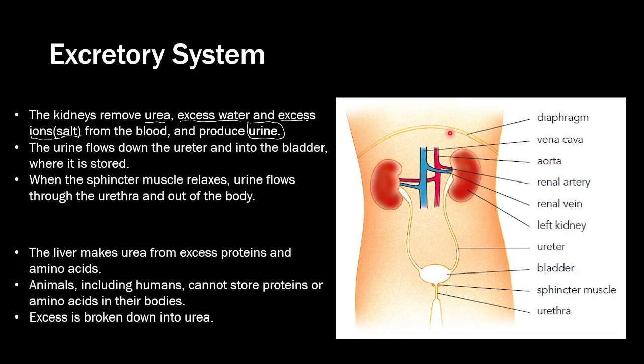Now this is the diaphragm, not part of the excretory system. It's just so that you know where it is and where the excretory system is located. So it's below the diaphragm. We have our vena cava, biggest vein. Okay, we have our aorta, biggest artery. Then these are our kidneys. Okay, this is our right kidney and this is our left kidney. See, as it says, left kidney.